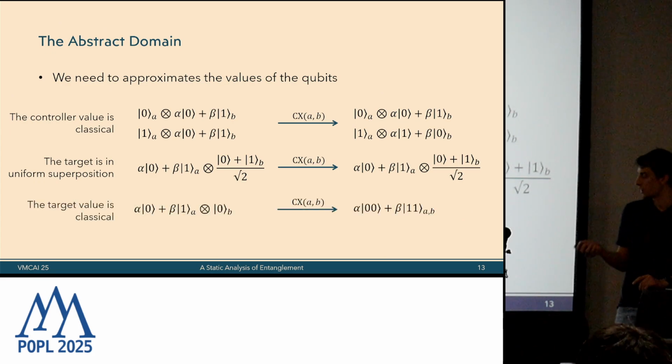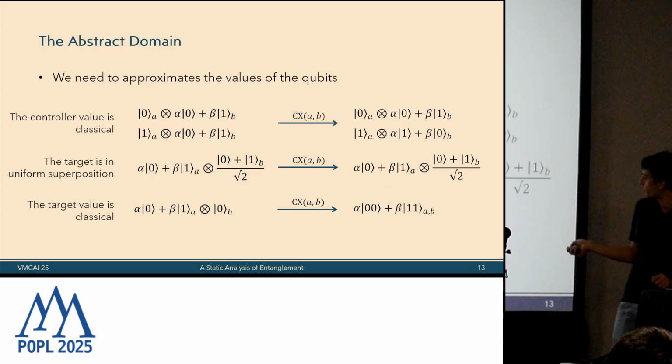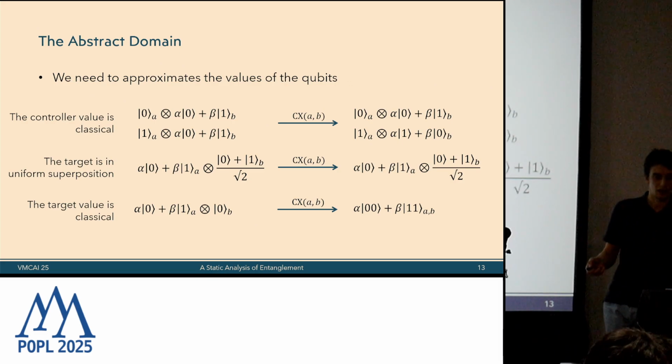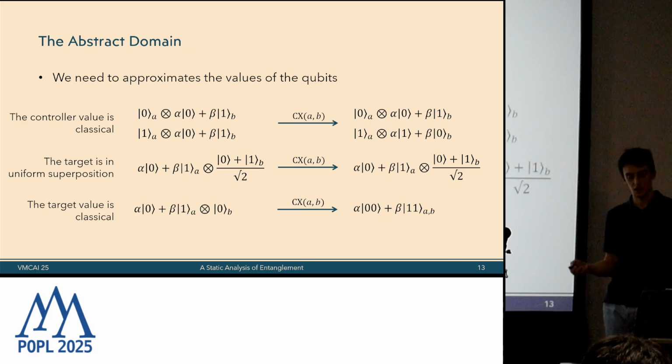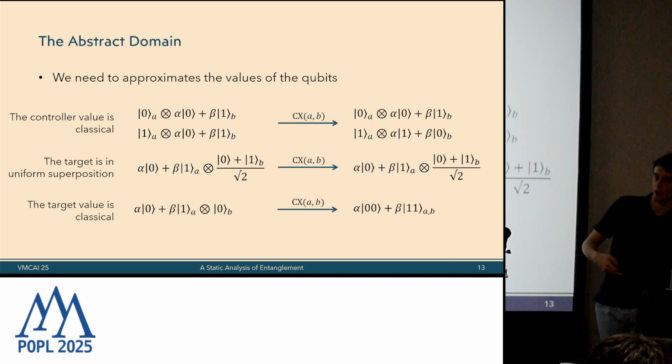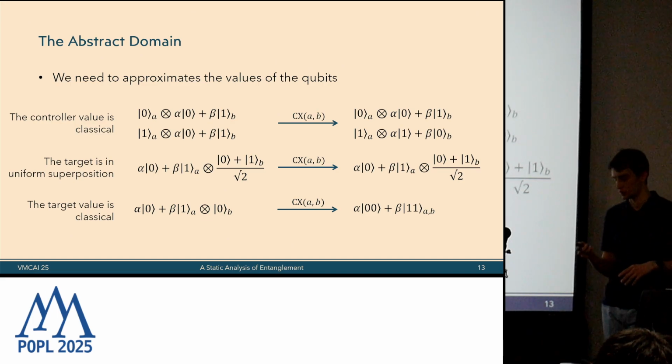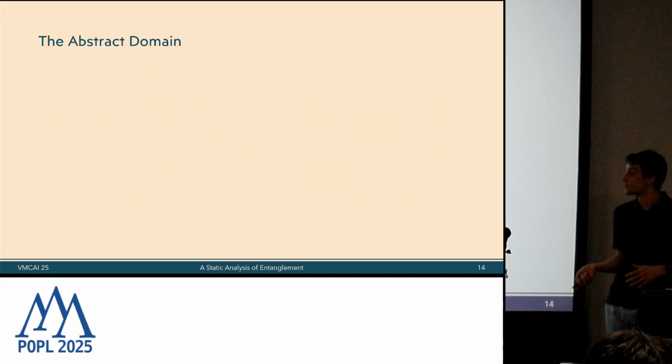And then we have this final example in which the controller is a quantum value, and the target is a classical value. In this case, the CNOT introduces entanglement and also creates that particular relation we have seen before. So in our domain, we are interested in tracking where the qubits are in a classical value and also in uniform superposition. How do we try to do this?